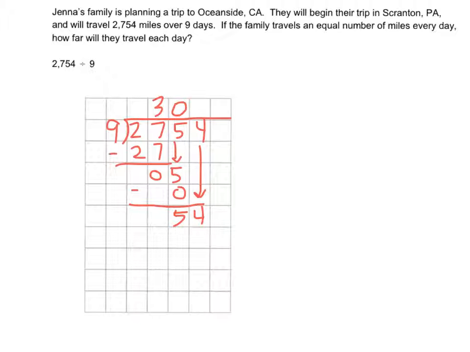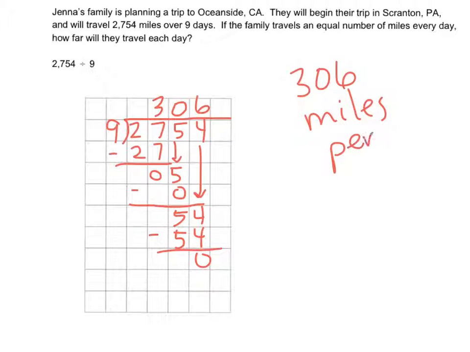Bring down my 4. I can divide 9 into 54. That's going to go 6 times. And that should go evenly. I won't have any remainders left. So in this situation, they will travel each day an equal number of miles. That's going to be 306 miles per day. Just take a moment to check your work. Make sure everything is nicely lined up before we move on to the next problem.